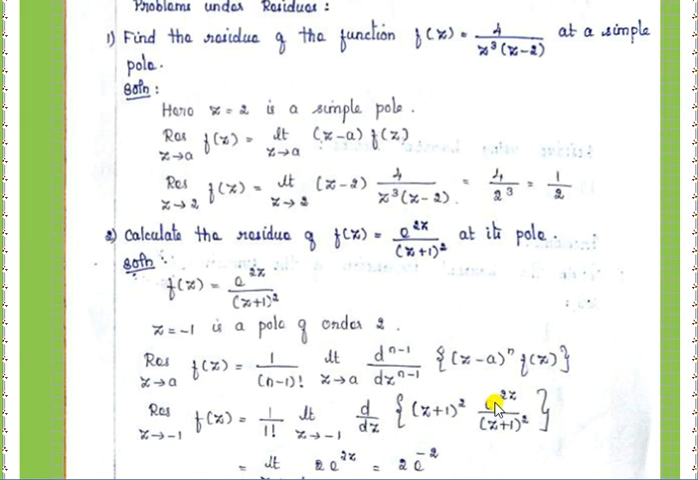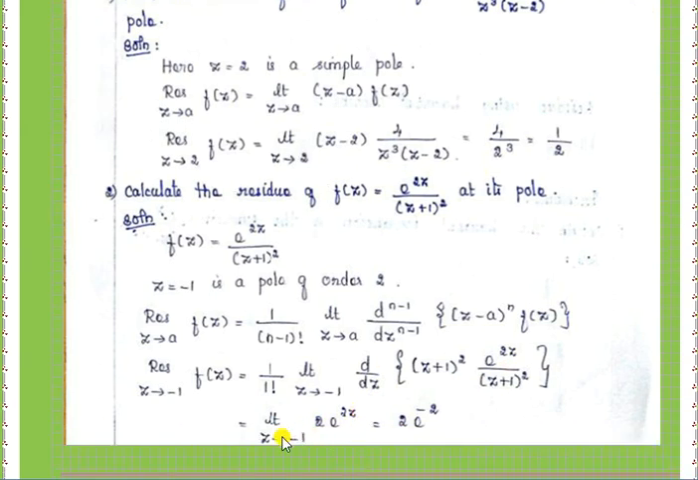Differentiation value of e power 2z is 2 times of e power 2z, because the general formula, differentiation value of e power ax is a into e power ax. In place of a, I am having 2. So therefore, d by dz of e power 2z is 2 times of e power 2z. So next, I am replacing z value in this particular function. So in place of z equal to 1, it will give 2 times of e power minus 2. So this is the residue of the given function f of z.